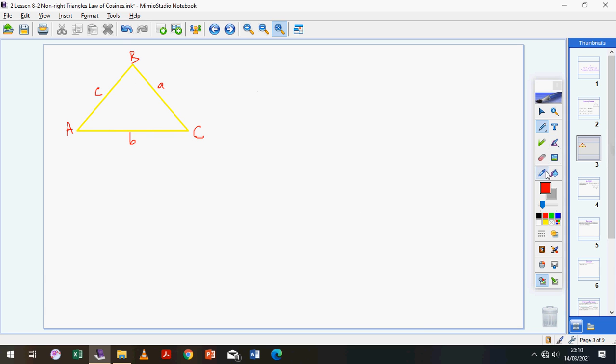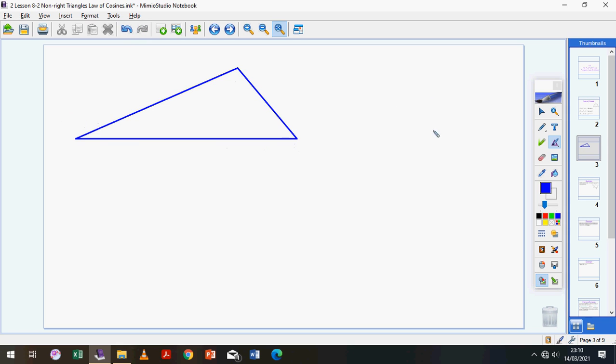Okay, I'm going to do this again. I'm going to draw a more representative triangle. Just bear with me for a second. Okay, that's a better one. So that's A, that's B. It doesn't matter where I put these things, and that is C.